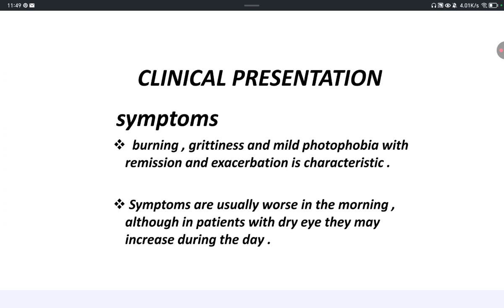First are burning, grittiness and mild photophobia, with remissions and exacerbations being characteristic. Symptoms are usually worse in the morning, although in patients with dry eye they may increase during the day. Good.